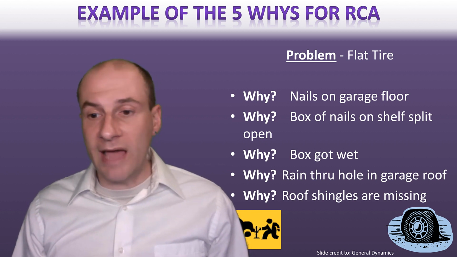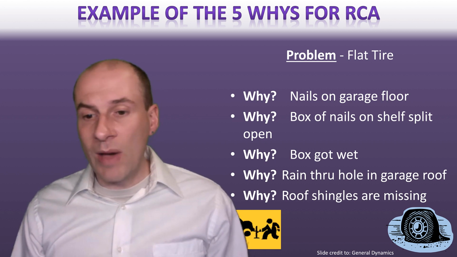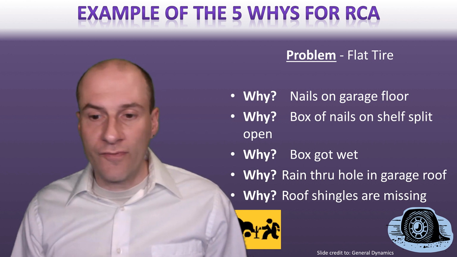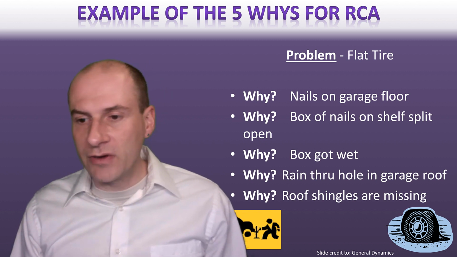Why did it break open? Well, it got wet. Okay. Why did it get wet? Well, the rain came through a hole in the roof. And why did that happen? Well, the roof shingles were missing, right?